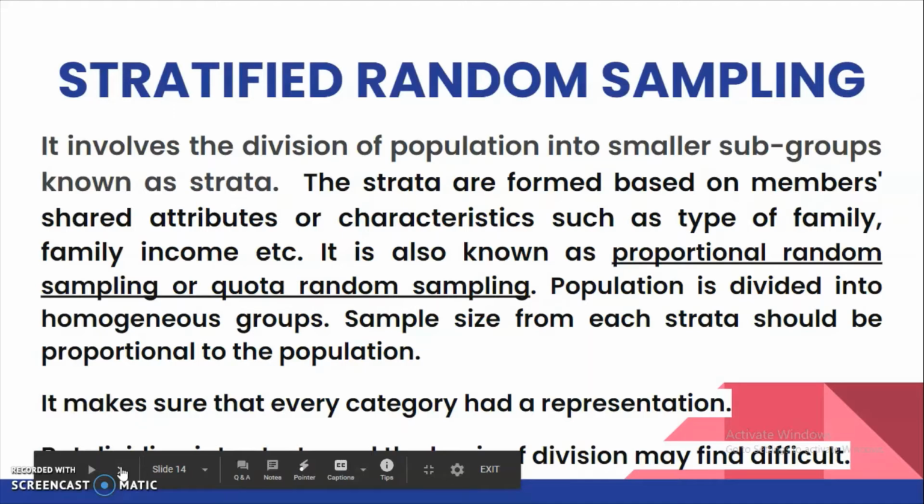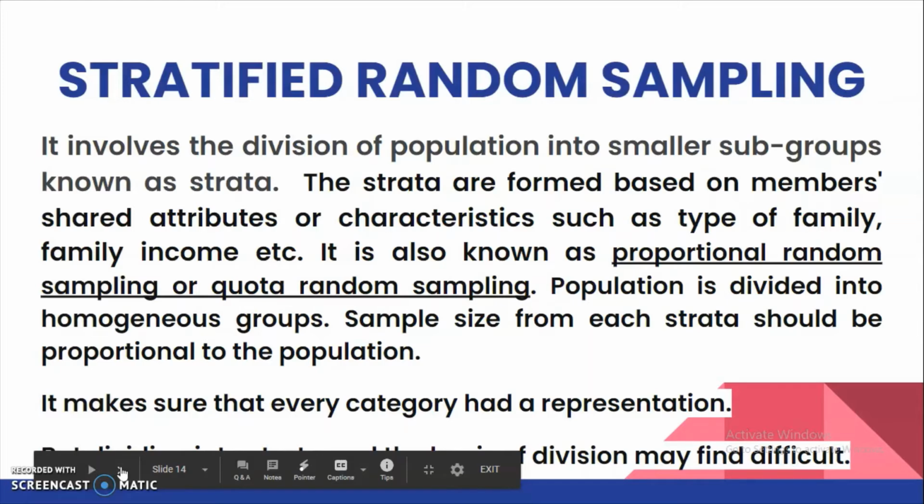So from the first group we select 40 of them. For the second group, from the second state, we select only 30. Then from the third state we take 20, and from the fourth state we take only 10. That means proportionally, the sample size from each strata should be proportional to the population.